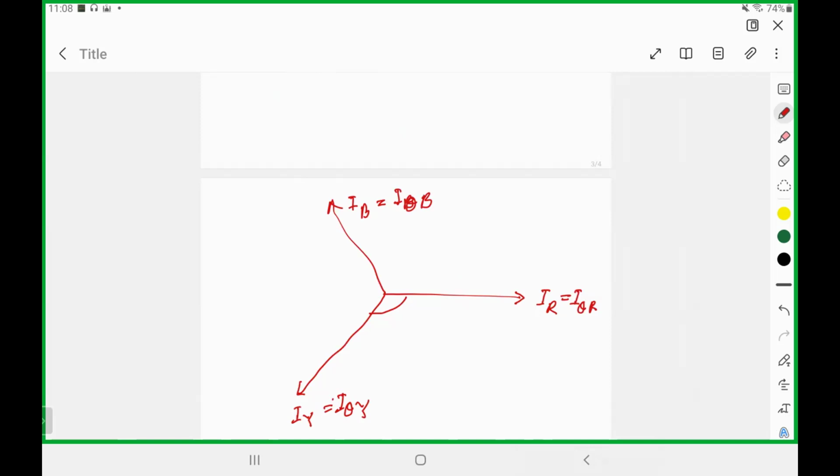So you don't actually need to do the phasor diagram because it's balanced. It's balanced, yeah.